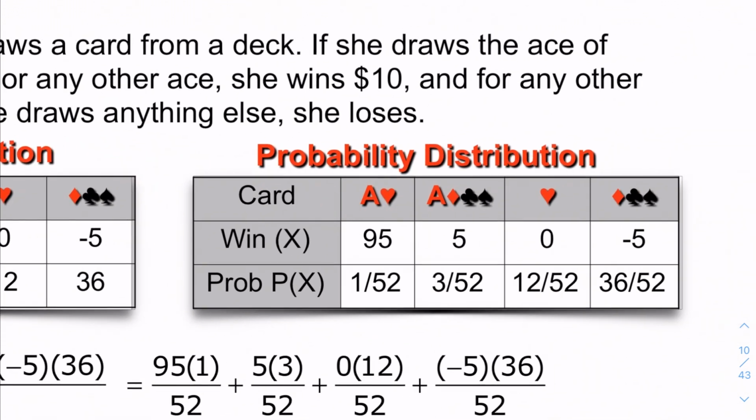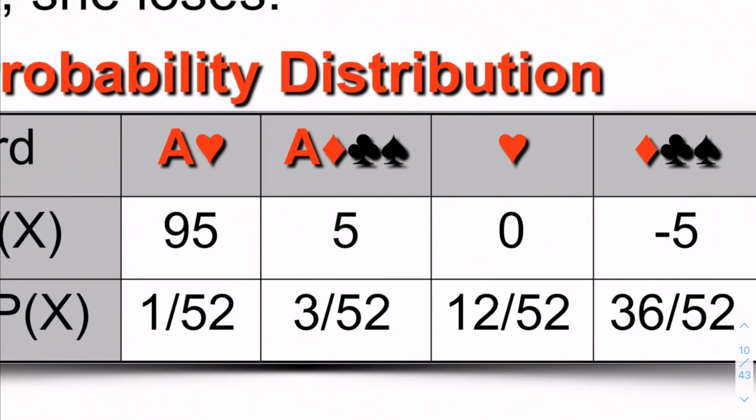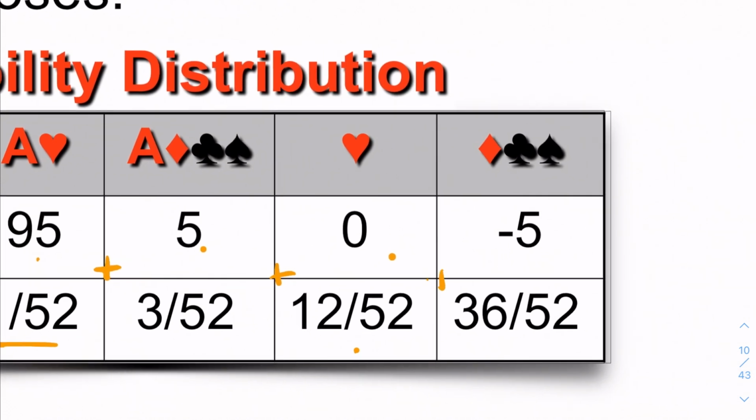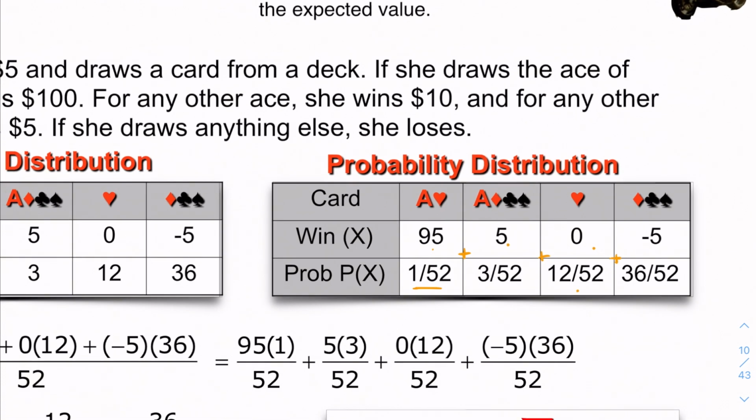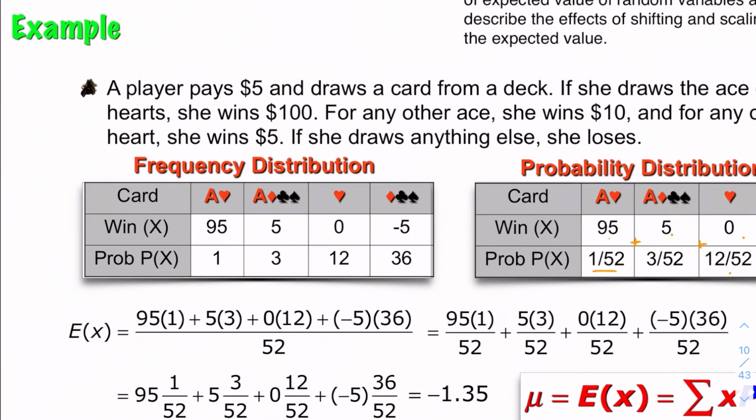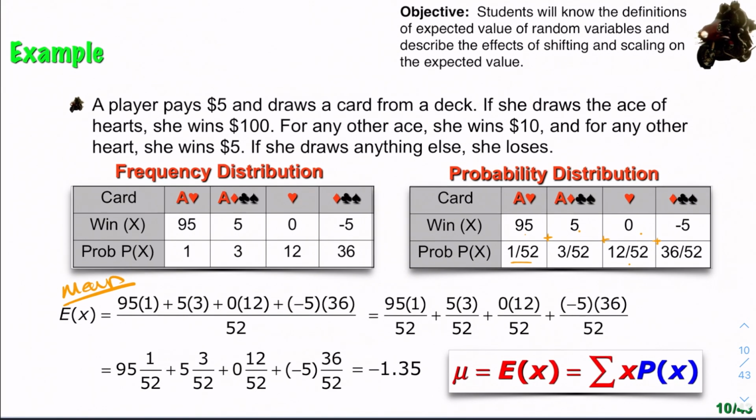Well, if we look at it as a probability, what we would do to find the expected value would be 95 times 1 over 52, plus 5 times 3 out of 52, plus 0 times 12 out of 52. That's a pretty easy one. Plus negative 5 times 36 out of 52. And what we're doing is finding the mean, or the expected value. What would you expect to get paid if you played this game over and over and over again? And by taking those values, I see that this game is rigged against me. It's not a fair game.